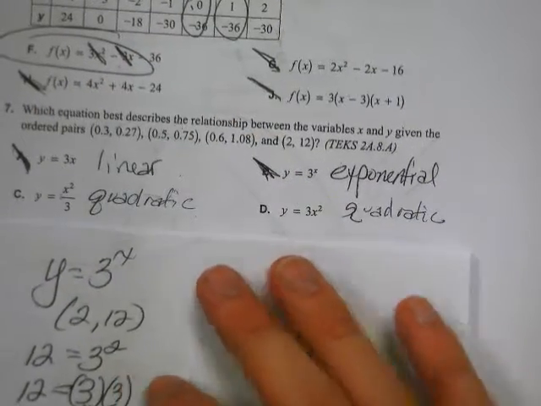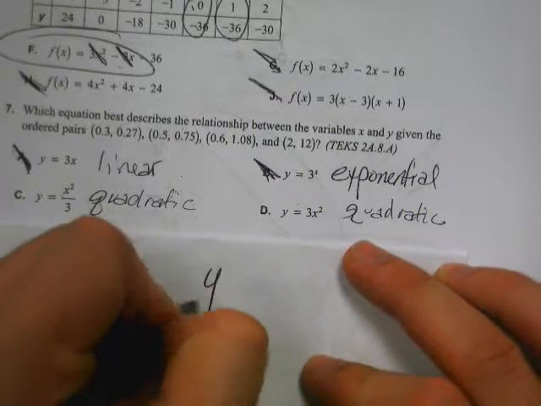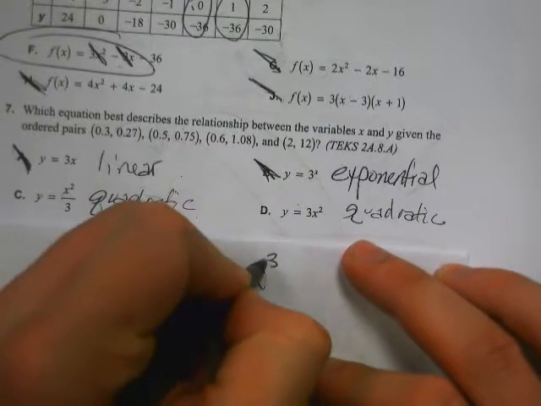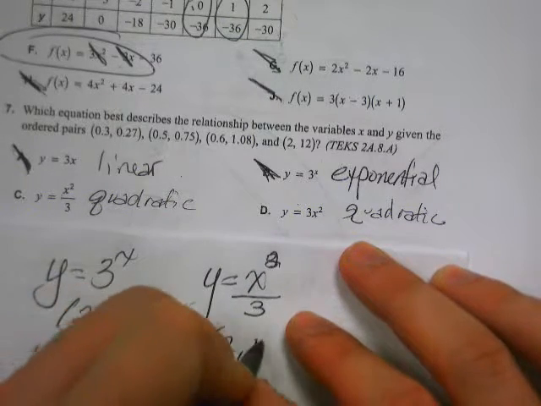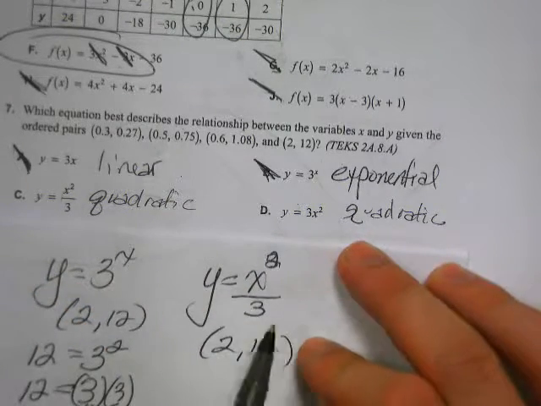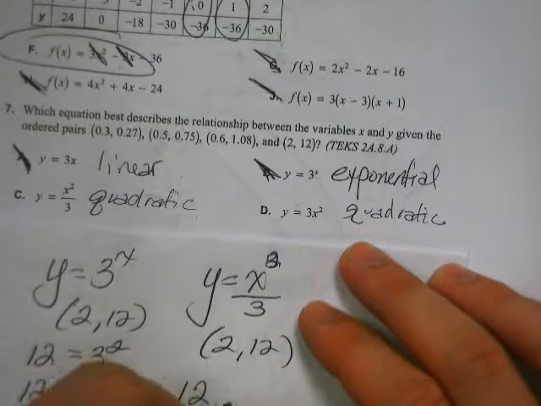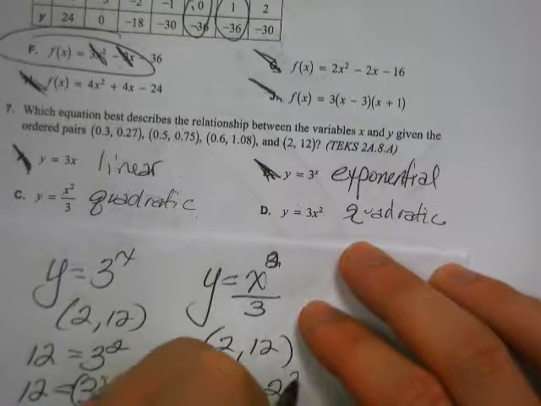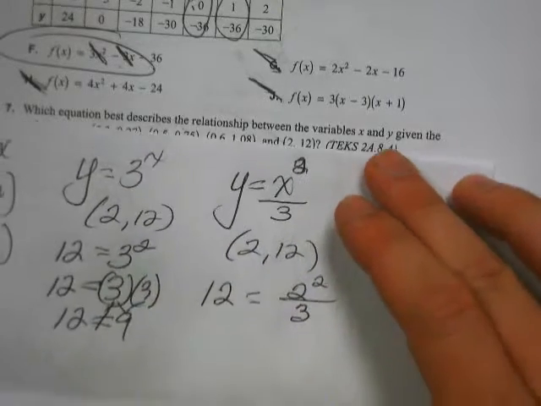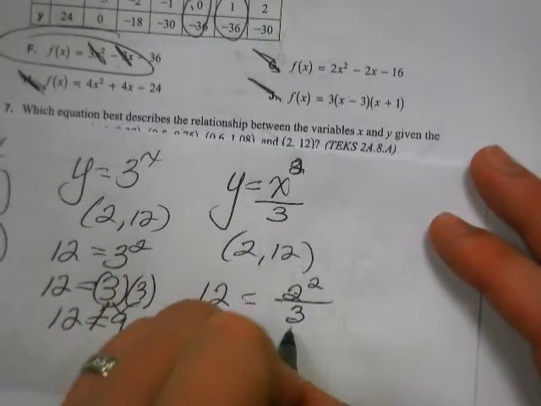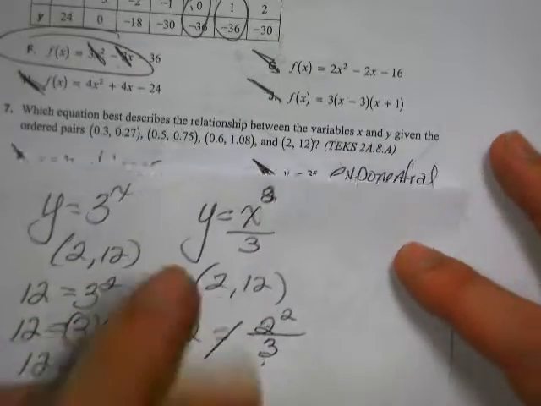Part C says x squared divided by 3. So y equals x squared divided by 3. And our coordinate point again was (2, 12). So we have 12 equals 2 squared divided by 3. 2 squared is just 4. 4 divided by 3 is not 12.